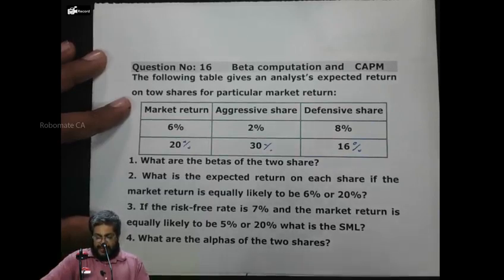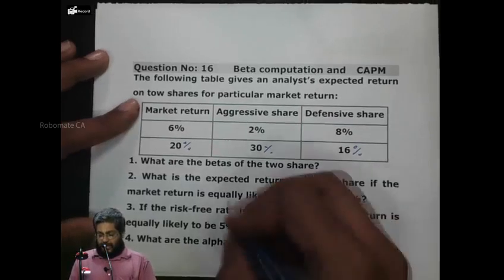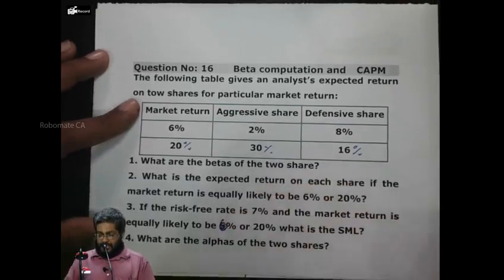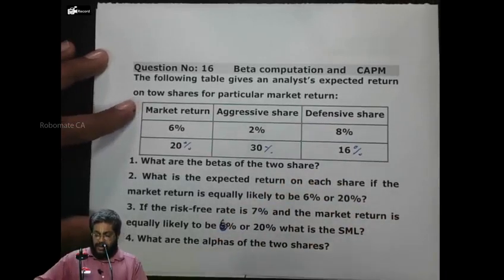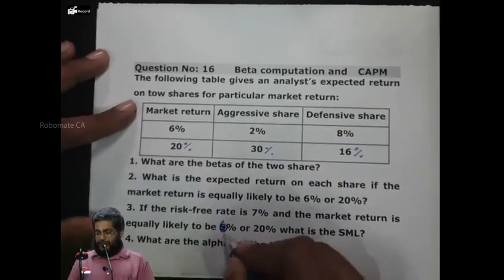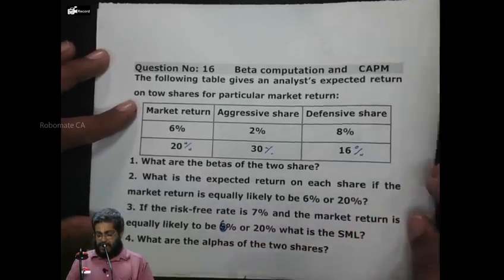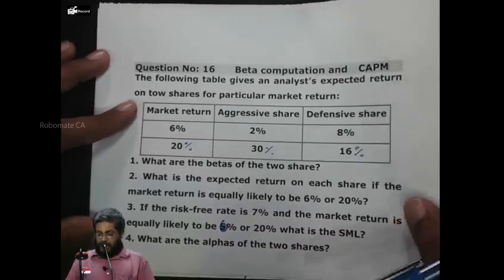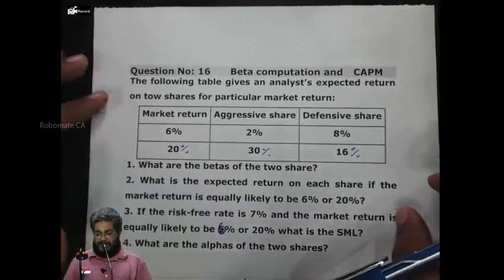If the risk-free rate is 7%, and the market return is equally likely to be 6% or 20%. What is the SML? What are the alphas of the two shares? This is the question here.